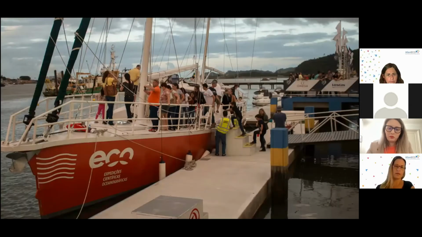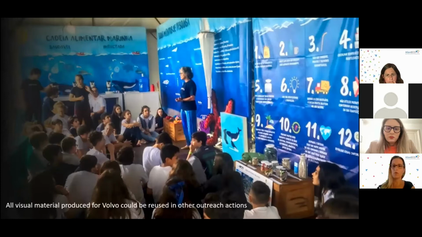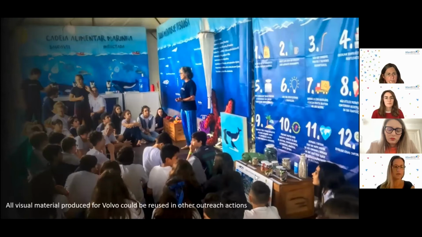This is an image of our next event in the same year, but I think it's important to show you that all the structure, the panels, interactive models, and so on, could be reused in many other outreach events.